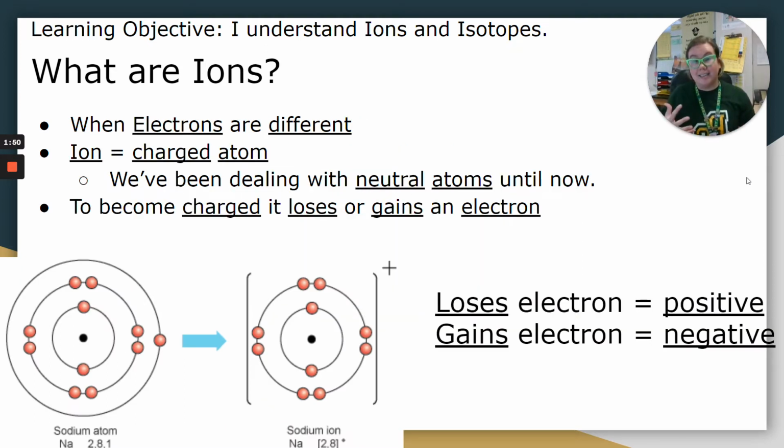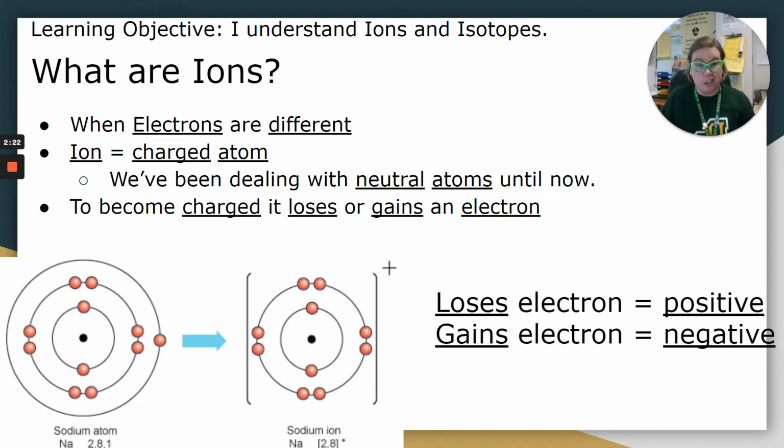So what are ions? These are when the electrons are different. An ion is a charged atom. So electrons, we know, have that negative charge, right? Protons are positive charge. If we're changing the number of negative charges, it's going to give us an overall charge to the atom. Okay, so far, we've been dealing with only neutral atoms until now. I mentioned this in our last video that we were only going to deal with neutral atoms until a bit later. It's later, okay?